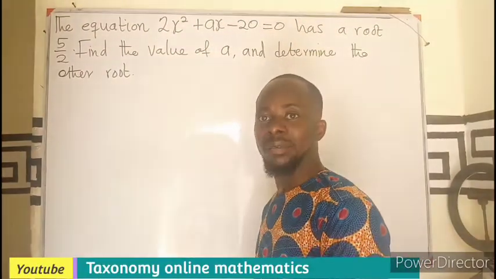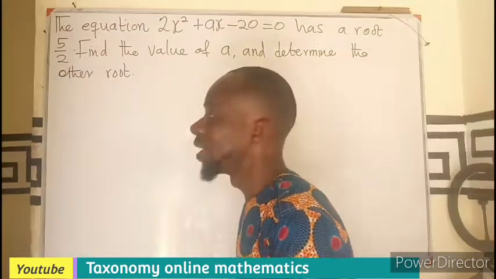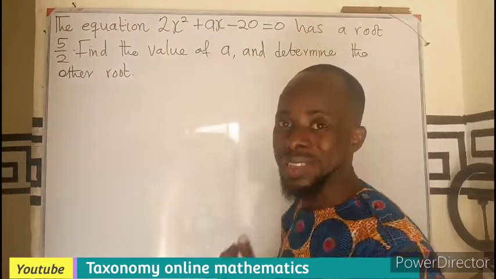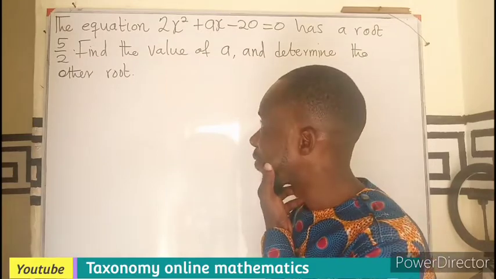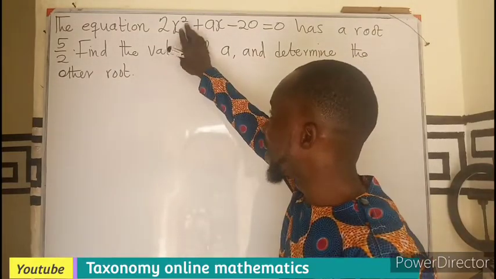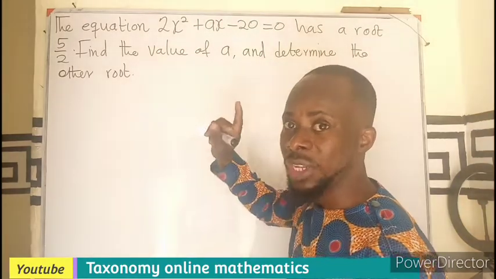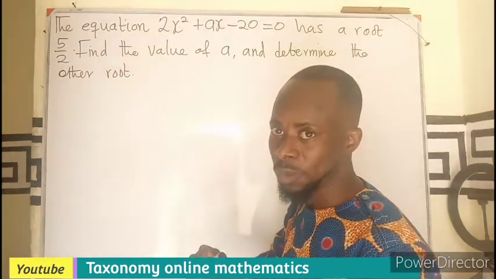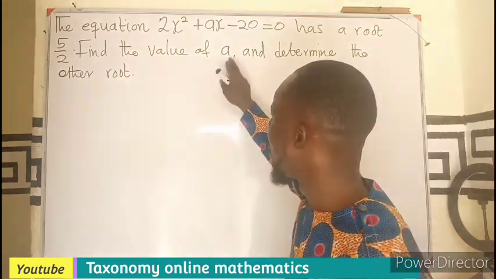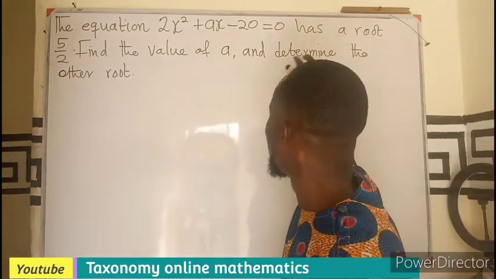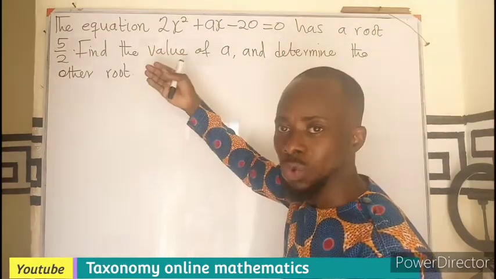In this video, we are going to provide an answer to this question on a quadratic equation. The equation 2x squared plus ax minus 20 equals 0 has one of its roots to be 5/2. Our task is to find the value of a and later on determine the value of the other root.